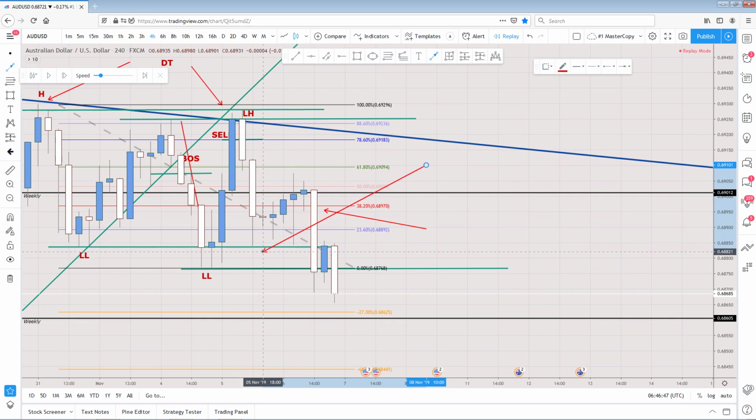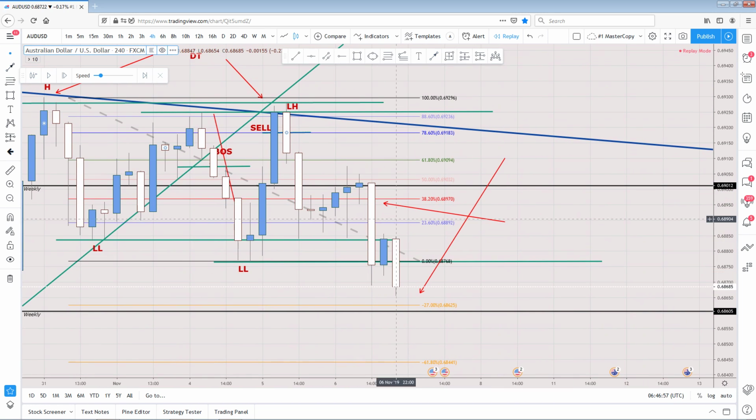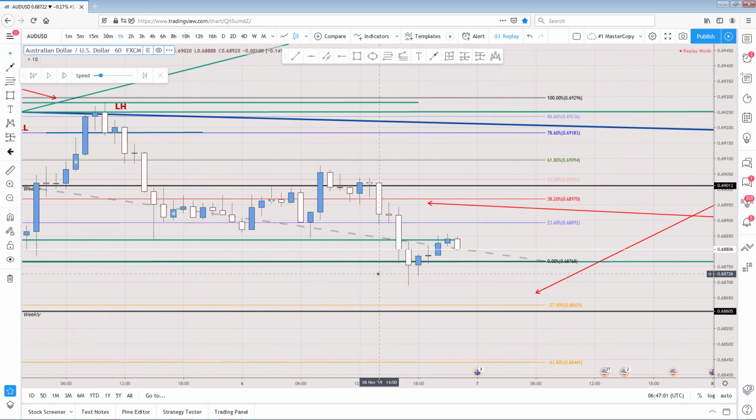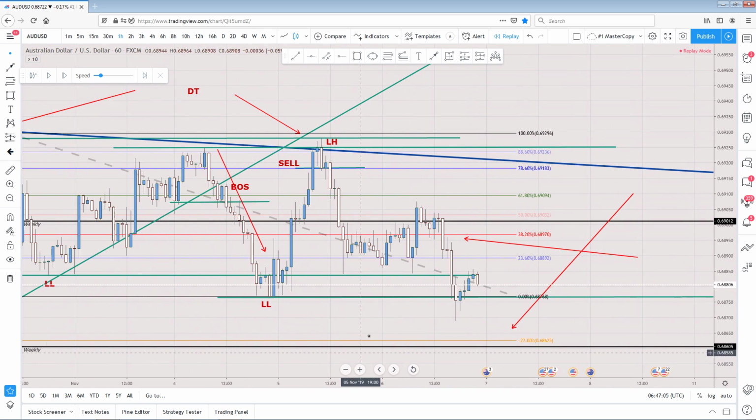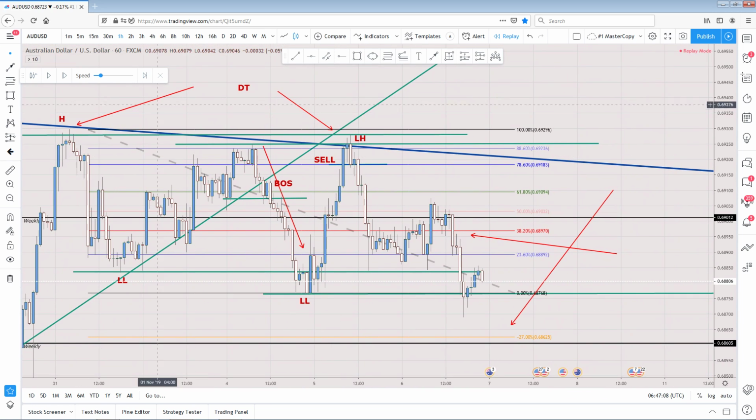So it was making a lower low, lower high, lower low, lower high, lower low. So there's no reason to exit our trade yet. Let me go back to the 1 hour, and let me hit play again.